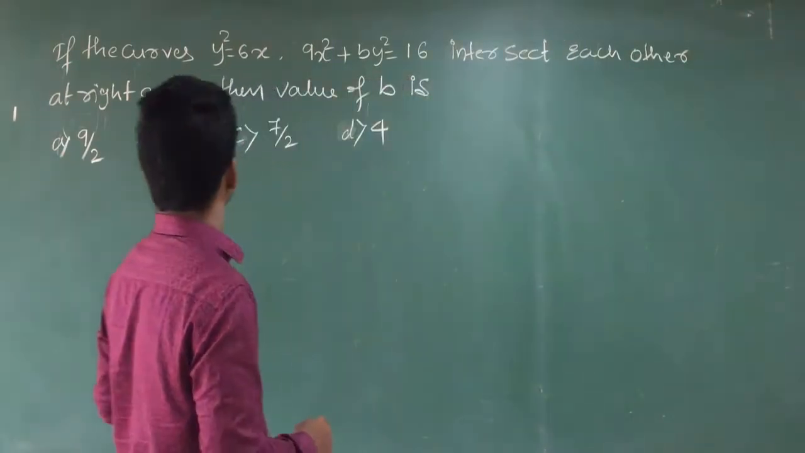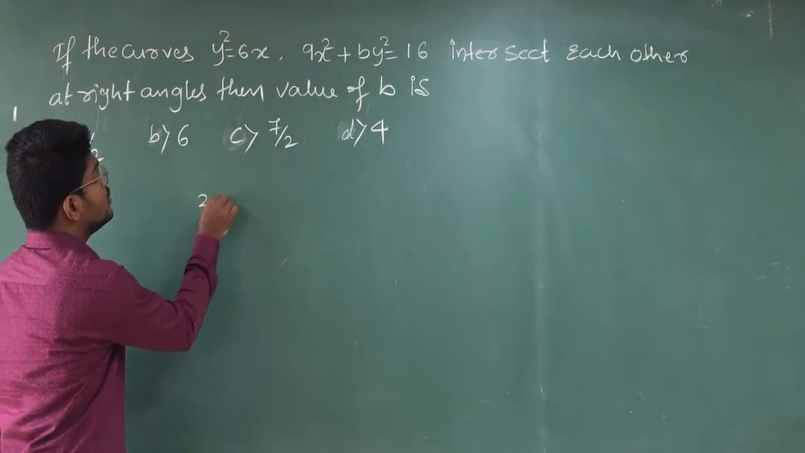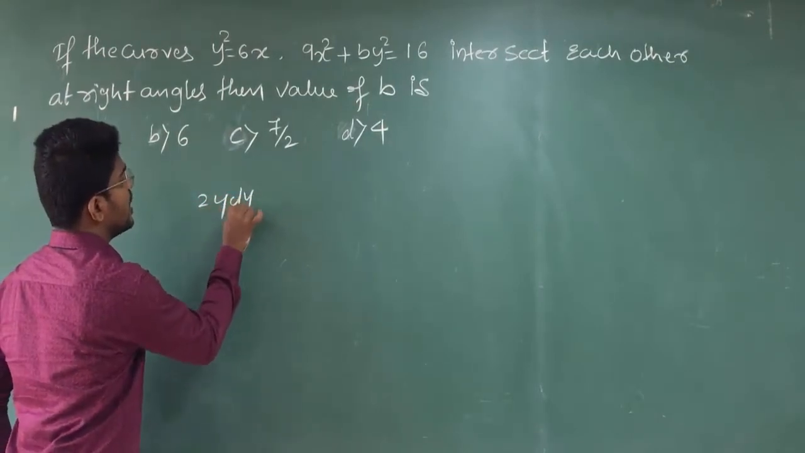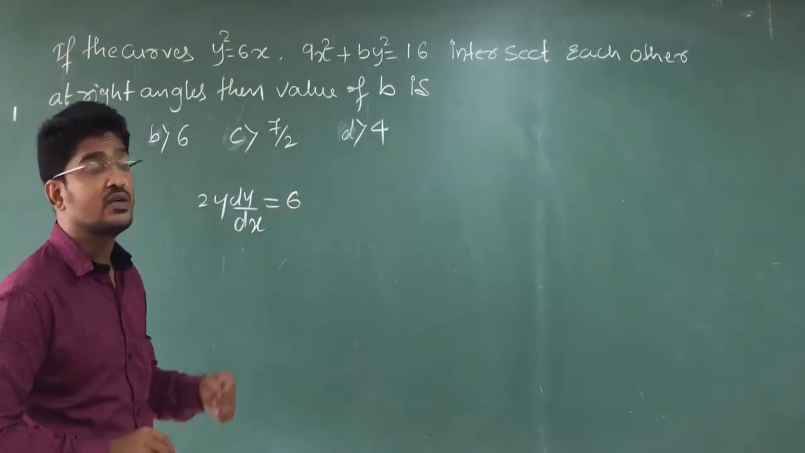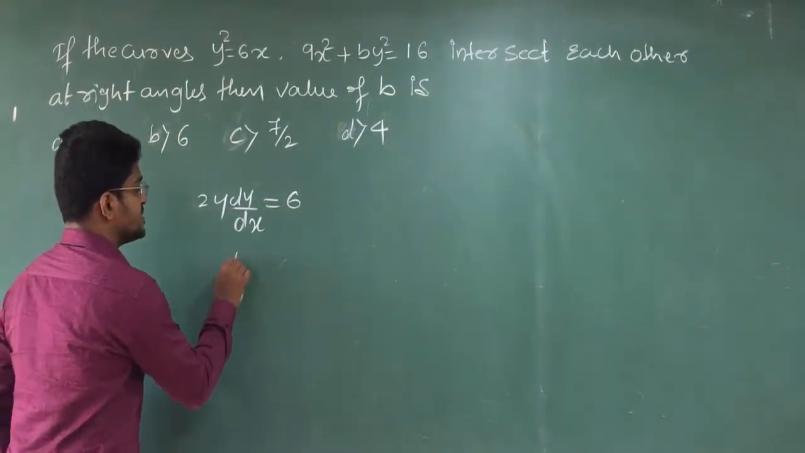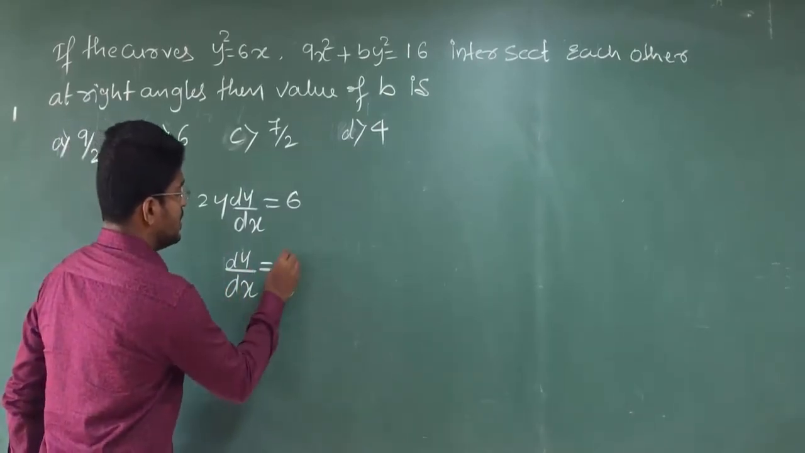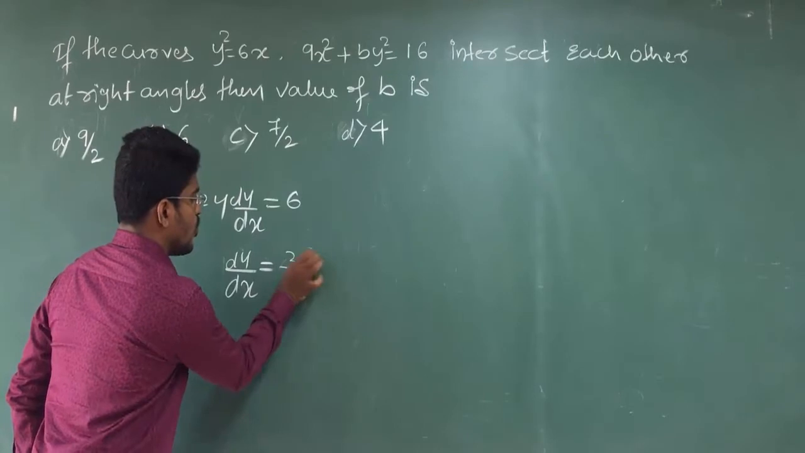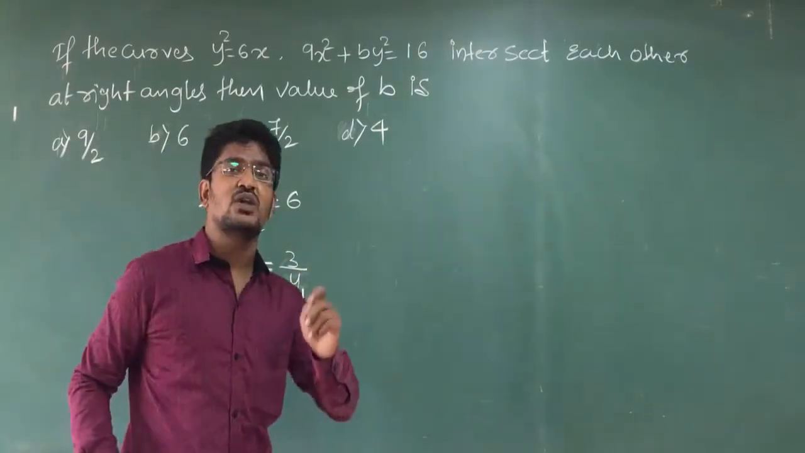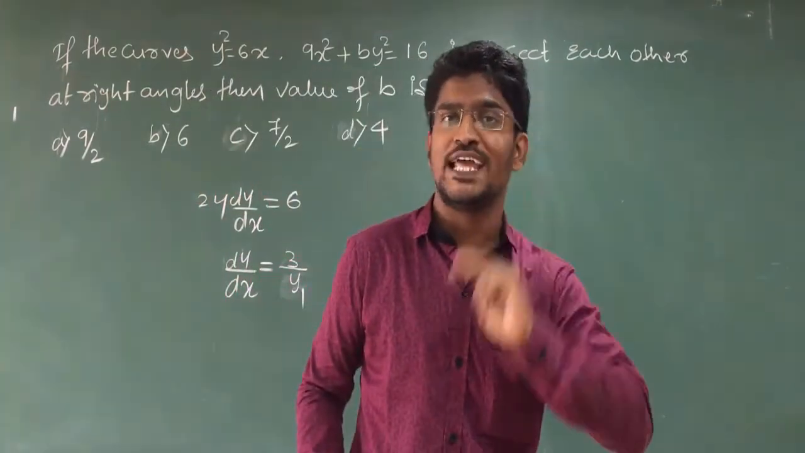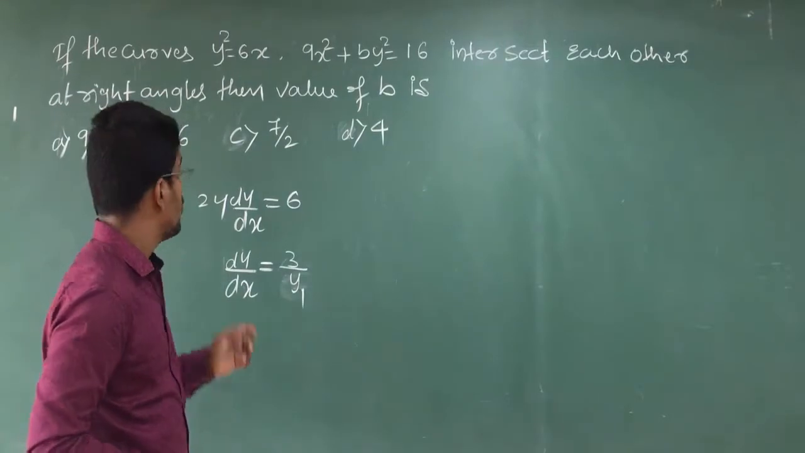Okay. So first let us find slope of tangent of first curve, that is 2y into dy by dx equal to 6. So that is dy by dx equal to 3 divided by y1. I will write it as y1 because I will take x1 and y1 as the point of intersection of the two curves. Okay. So this is slope of tangent of first equation.